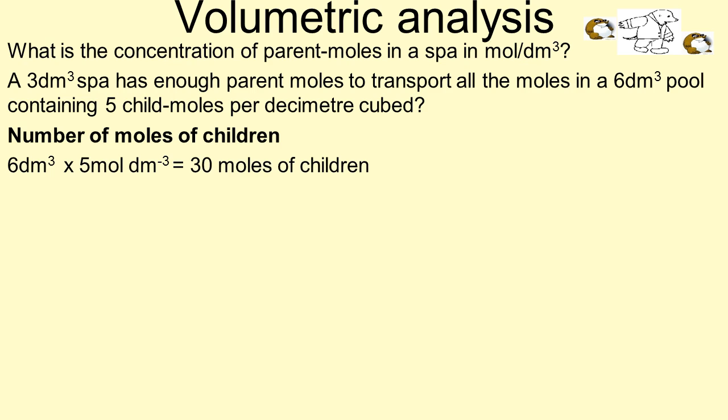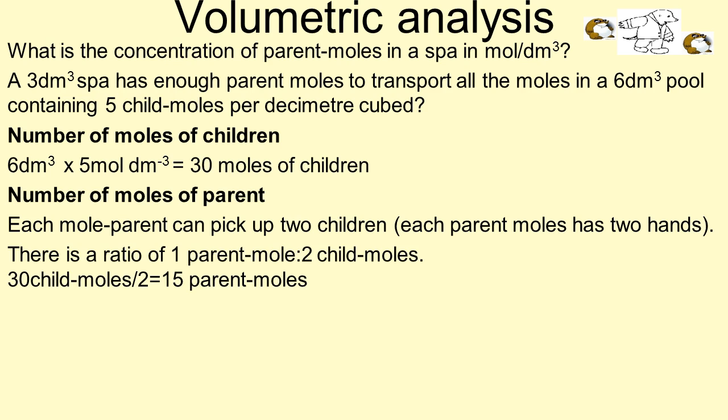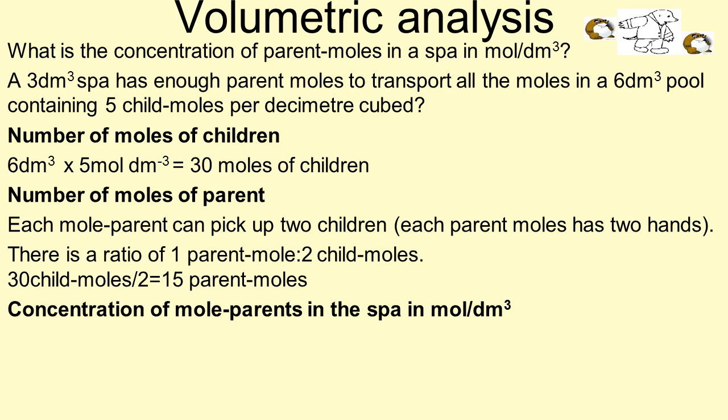We now need to work out how many parents are present, and as each parent mole can pick up 2 children, there's going to be half the number of parent moles. So 30 divided by 2 gives us 15 parent moles. The question asks us the concentration of parent moles in a spa in moles per decimeter cubed. So we have 15 parent moles in 3 dm cubed. So 15 divided by 3 gives us 5 parent moles per decimeter cubed.